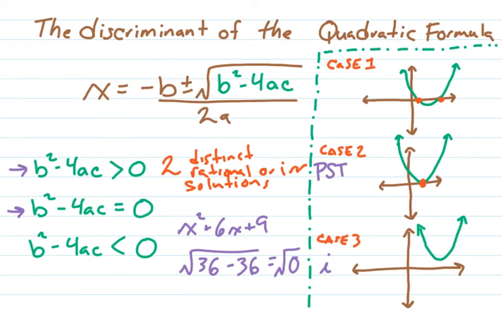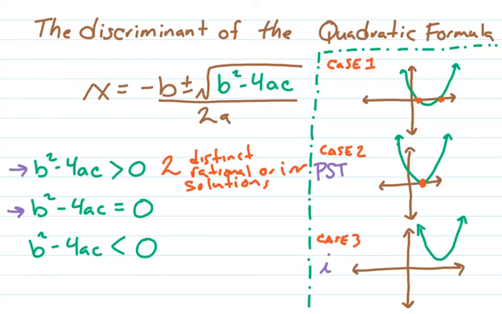So, again, the scenario is going to be for a perfect square trinomial. What does that do? Well, we have our negative b plus or minus 0. So negative b plus 0 and negative b minus 0 are the same thing. So this means there's just going to be one distinct solution, and it can be irrational or rational. One distinct solution.